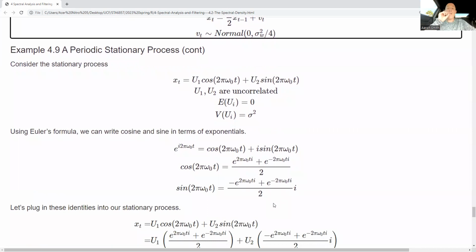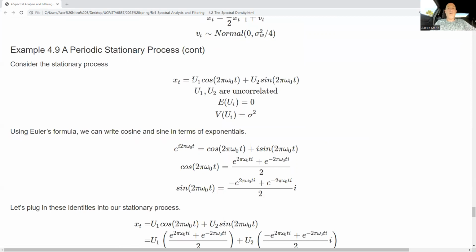So let's consider another stationary process, just like we talked about at the beginning of the video, that we have uncorrelated random variables times sine and cosine for given omegas. Okay, and we're going to say that the coefficients are uncorrelated. They have expected value 0, and they have the same variance.